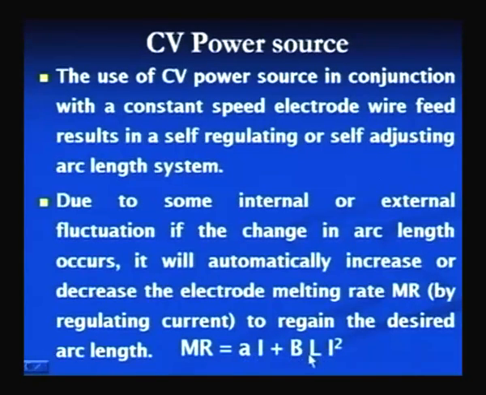From this it is clear that the melting rate is largely affected by the current through the second factor, B L I square, while the melting rate is not that much affected by the anode or cathode reaction, because here it is A into I. So, if we increase the current, the increase in melting rate will be more if the electrode is of small diameter. In that case, the second factor B L I square will have more effect on the melting rate compared to the case when large diameter electrodes are used.